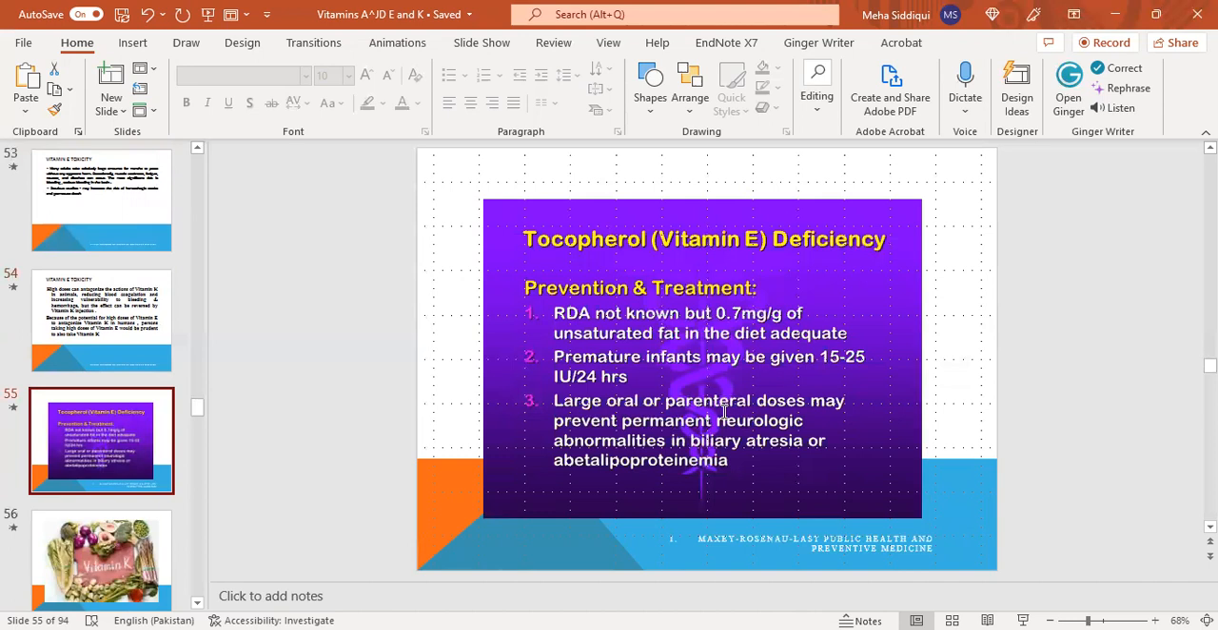Vitamin E deficiency, prevention and treatment. Recommended daily allowance not known, but 0.7 milligram per gram of unsaturated fat in the diet is adequate. Premature infants may be given 15 to 20 international units for 24 hours. Large oral or parenteral doses may prevent permanent neurologic abnormalities in biliary atresia or abetalipoproteinemia.